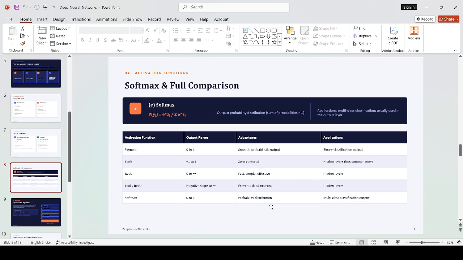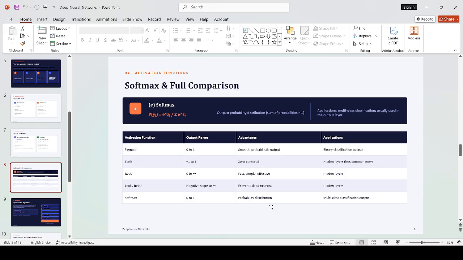Another important activation function is softmax. Softmax is mainly used in the output layer of multi-class classification problems. Instead of producing a single value, softmax converts the outputs into probabilities. The probabilities of all classes always add up to 1.